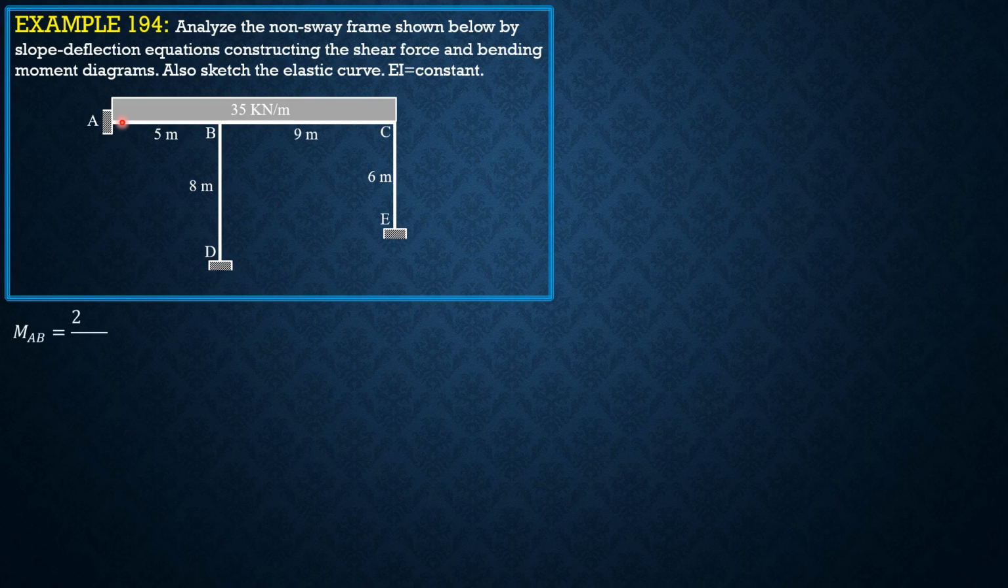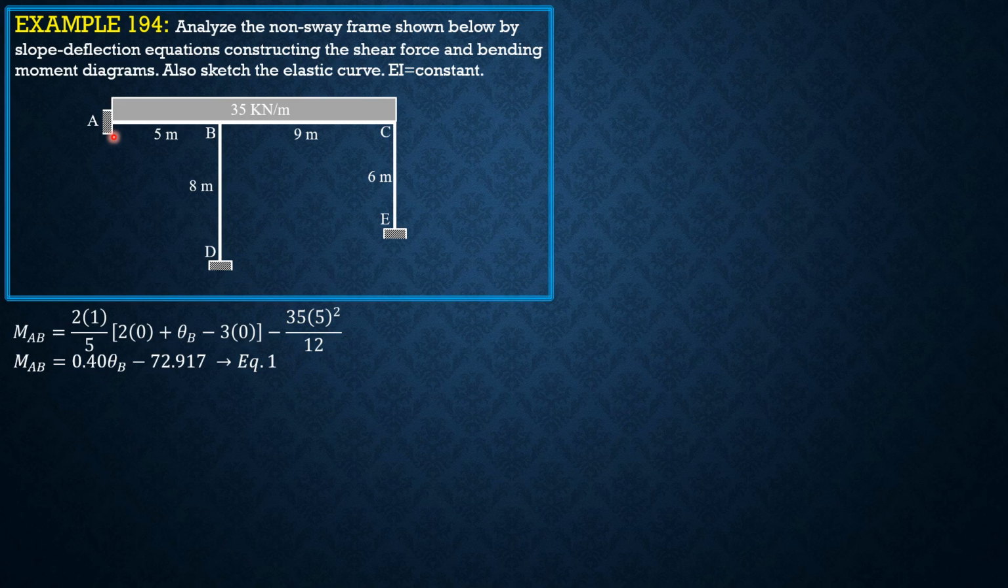So moment AB is 2EI over L, quantity 2 times theta A, which is 0, plus theta B minus 3 times delta over L. Delta is 0 because it is an unsway frame. The beam remains horizontal. Then minus fixed end moment at A, which is WL square over 12. So negative 35, 5 square over 12. So simplifying, we have 0.4 of theta B minus 72.917. Call that equation 1.